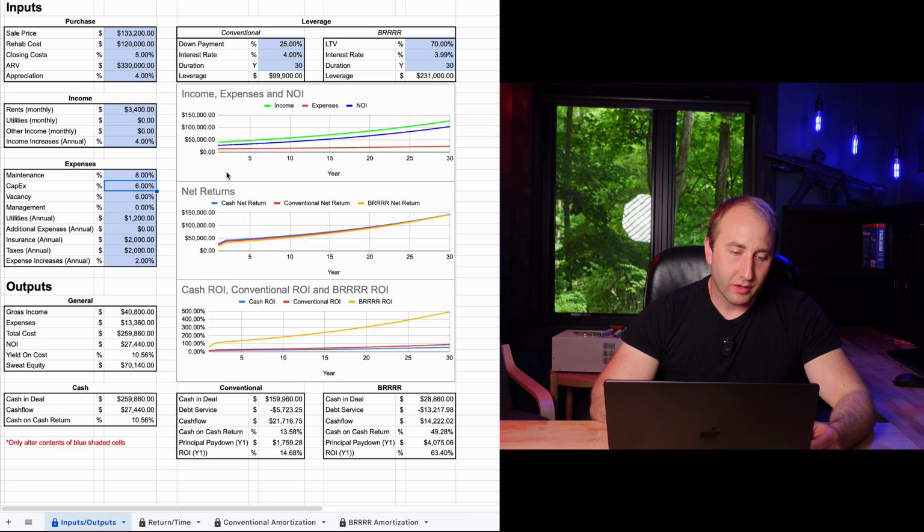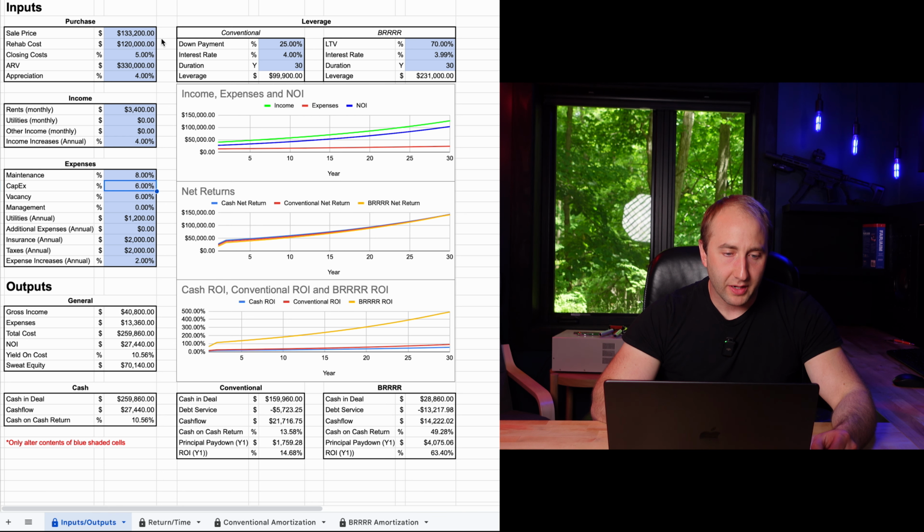I'm not going to go through everything specific here because we've done that in the previous few, but you can see my purchase, the rehab, the ARV. That's what it appraised for at the time. Right now, I'd say it's worth more like $350. I think that appraisal was done in 21, maybe 22. But yeah, that's the idea of my income and expenses.